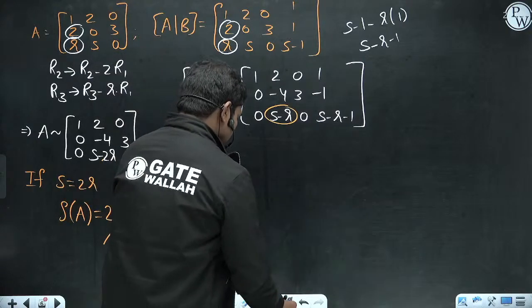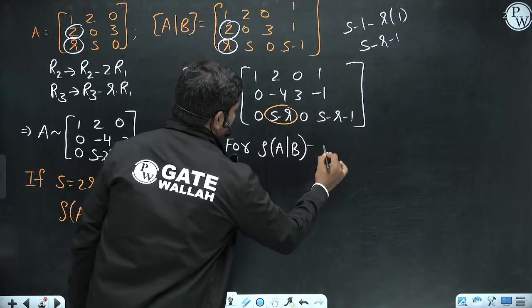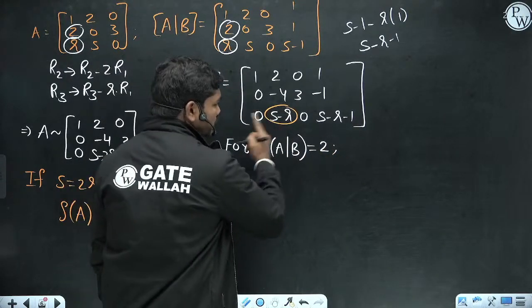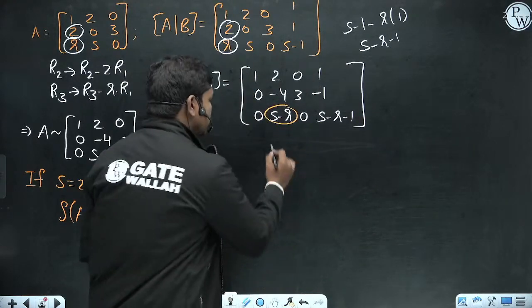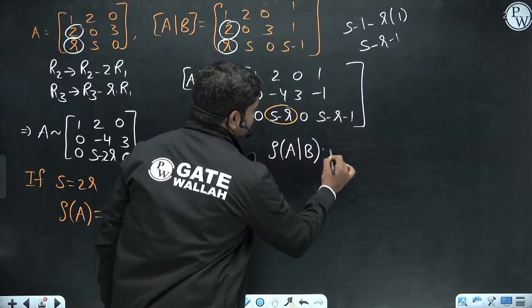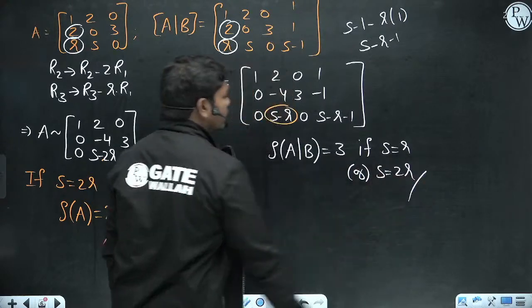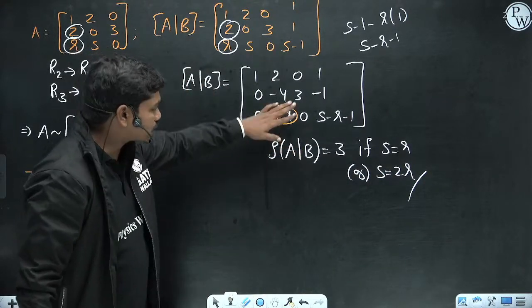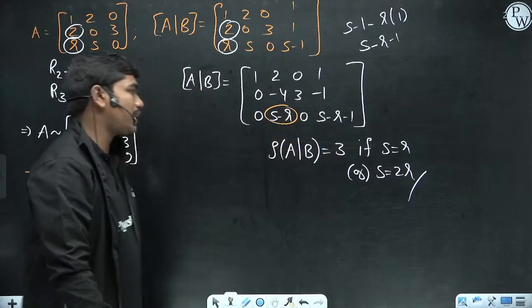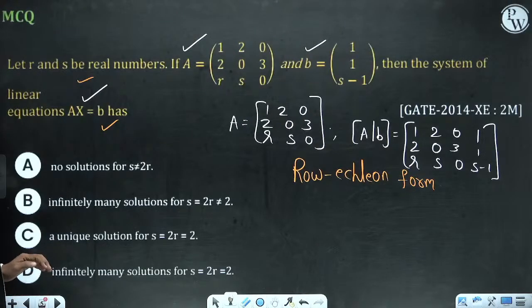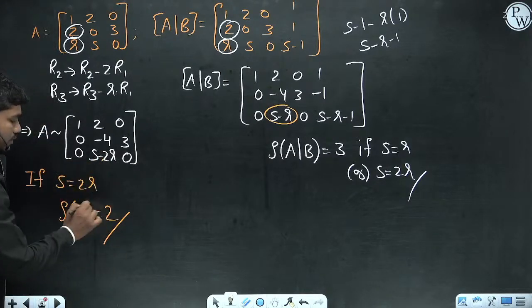Okay, so for rank of A augmented B is equal to 2, s minus r is equal to... and basically you can observe one thing, this matrix is actually rank of A augmented B is equal to 3 if s is equal to r or s is equal to 2r. Whatever you take, if you see, this element cannot be 0 at the same time, and also these two elements cannot be 0 at the same time. Okay, so this rank will be 3 and this rank is actually 2. Okay, so if s is equal to 2r, this rank of A is equal to 2.